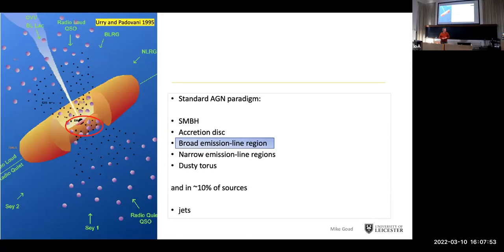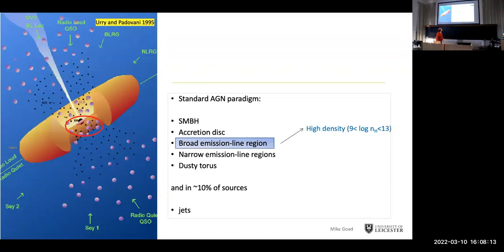This diagram always confuses my undergraduate students because it's really two diagrams in one: you see a jet on the top side. In most AGN, of course, they don't have jets, so you should flip it about this mid-plane. 90% of those objects will be radio quiet, and do not have jets.